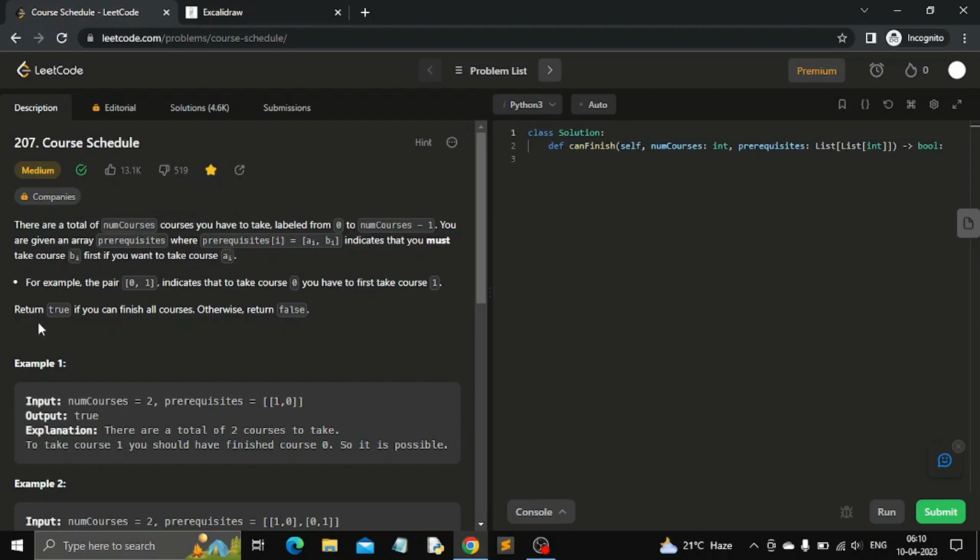We are asked to determine whether we can finish all the courses or not. If we can finish, we need to return true. If we cannot finish all the courses, then we have to return false. So this was all the problem statement. Now let us understand the approach to solve this interesting problem.